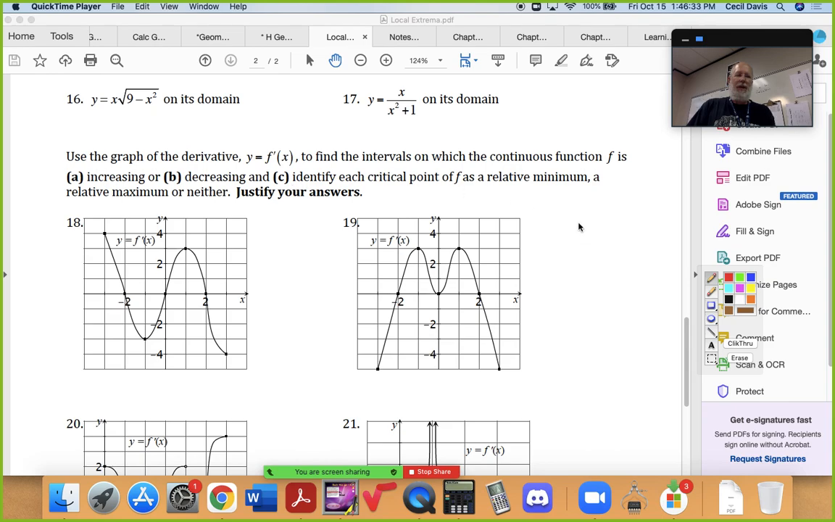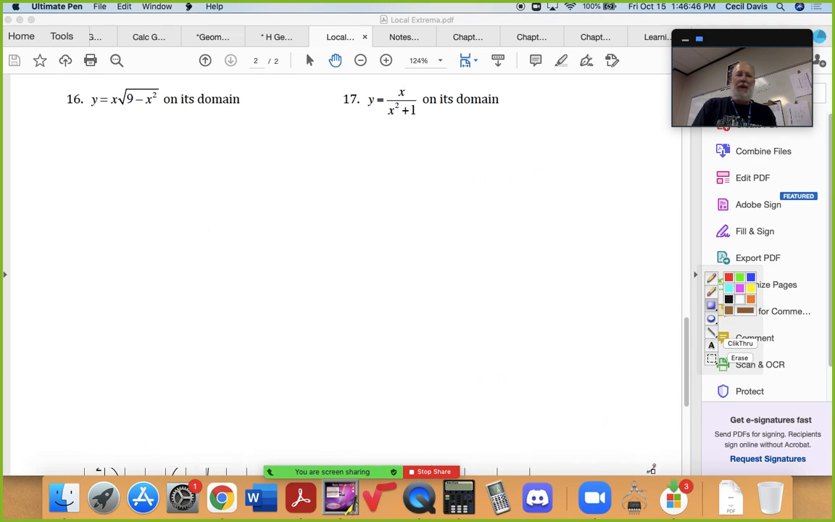Well, first of all, we need to talk about what is the domain of that function. So the closed interval from negative 3 to 3 is the domain for that. Good. That's the first thing. So the domain is from negative 3 to 3.